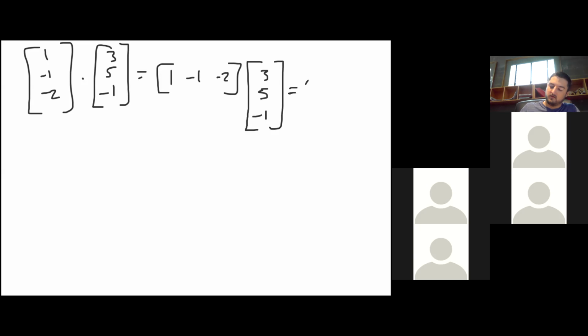This will still be 1 times 3 plus negative 1 times 5. I have to drop down a little bit because I won't have room there, but plus negative 2 times negative 1, which still gives me 3 minus 5 plus 2, which is equal to 0.